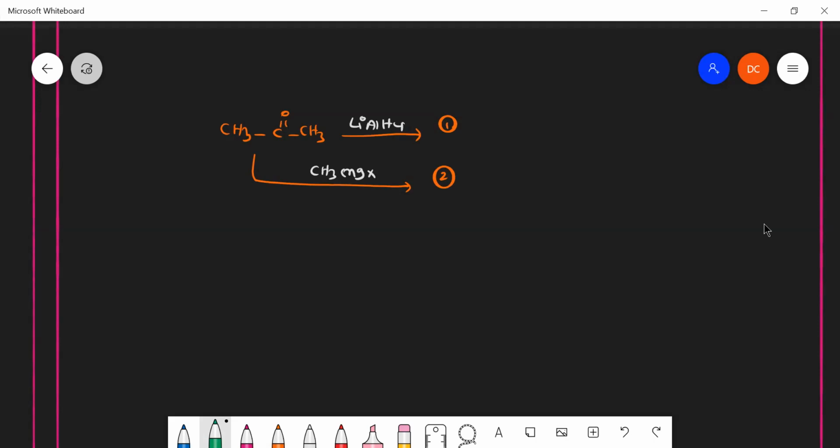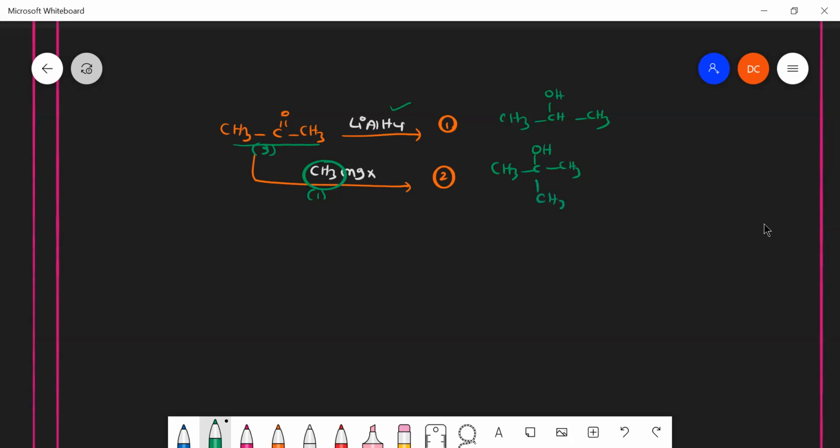In the first case, when I use lithium aluminum hydride, I get a 2 degree alcohol with the same number of carbons, CHOH and here CH3. When I use Grignard reagent, we can use 3 carbons here and 1 carbon here, so I can get an alcohol containing 4 carbons in total. This is a very important reaction.